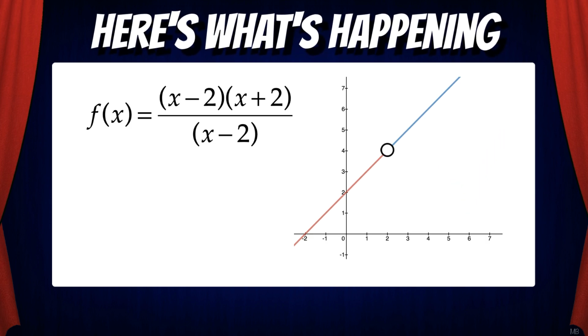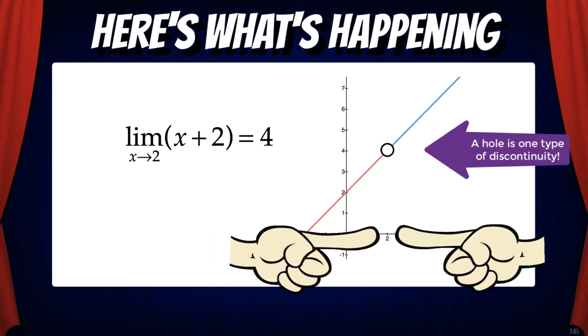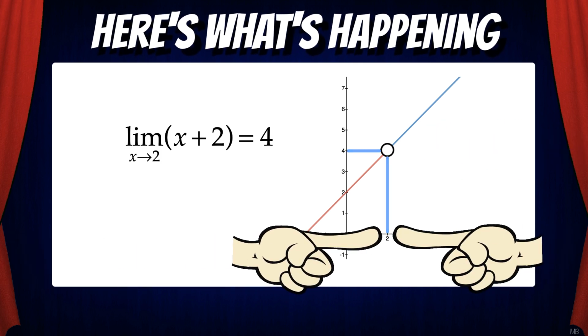Let's take a look at what's going on here. Suppose we have the function f of x equals x minus 2 times x plus 2 over x minus 2. We can obviously cancel out the x minus 2's, and that will leave a hole in the graph at x equals 2. Now we can see that the graph approaches a height of 4 as x approaches 2.